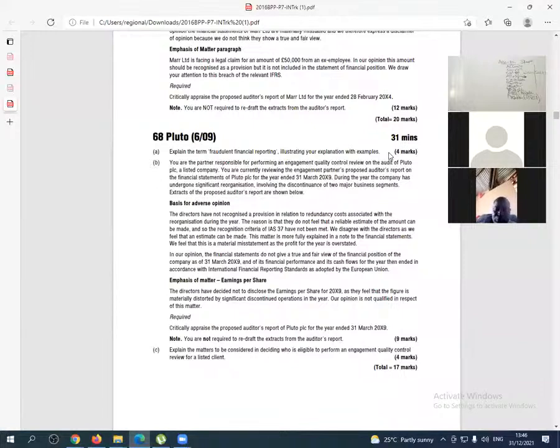So I would want to really stop first of all there to hear what you will speak about this part A. Explain the term fraudulent financial reporting.